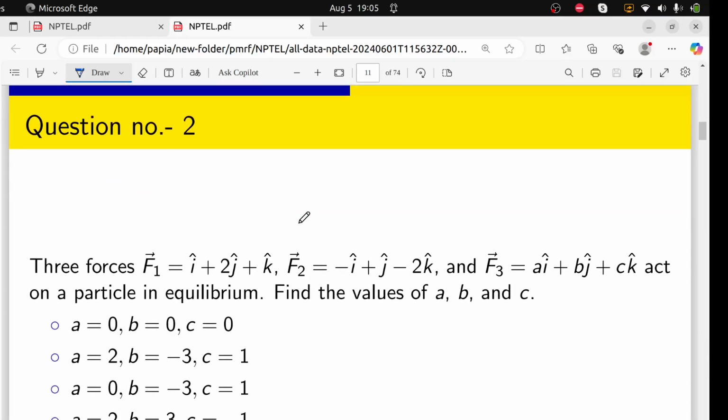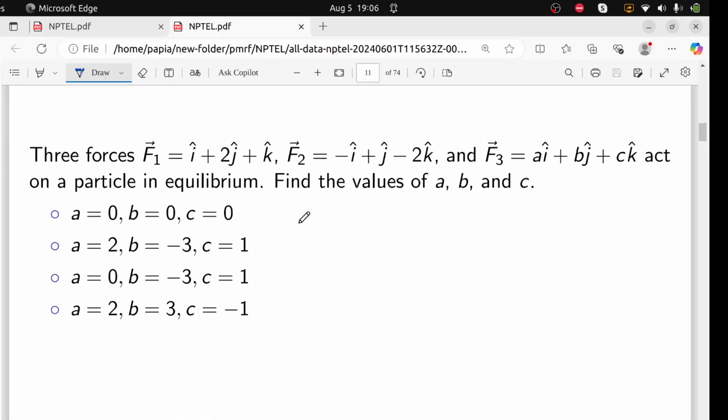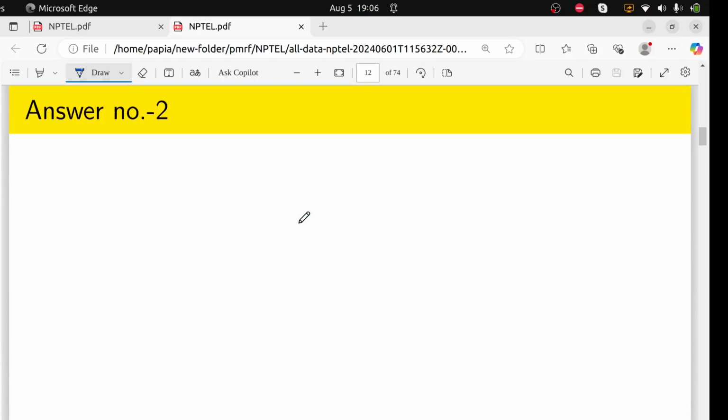Okay. Now coming here. 3 forces F1, F2 and F3 act on a particle in equilibrium. Find the values of A, B and C. So in equilibrium, let me write here.